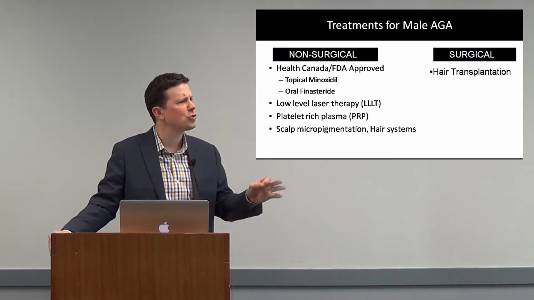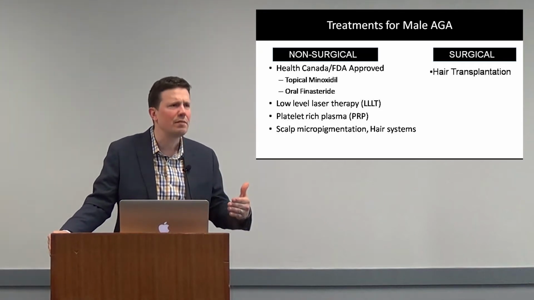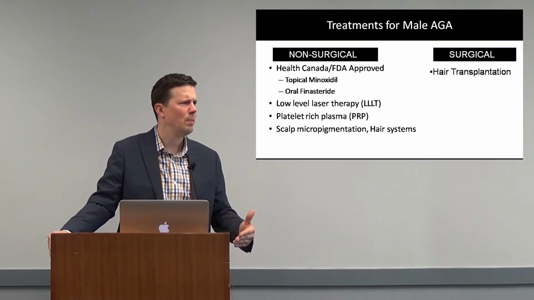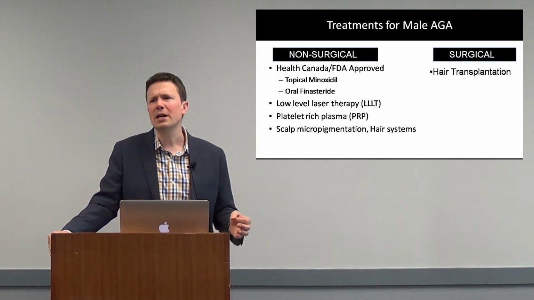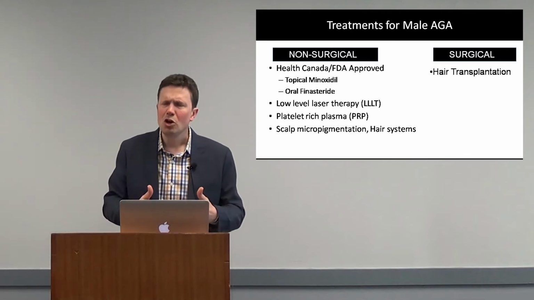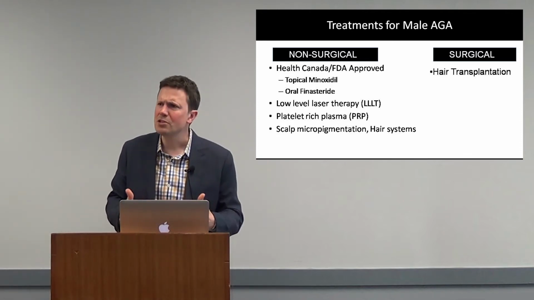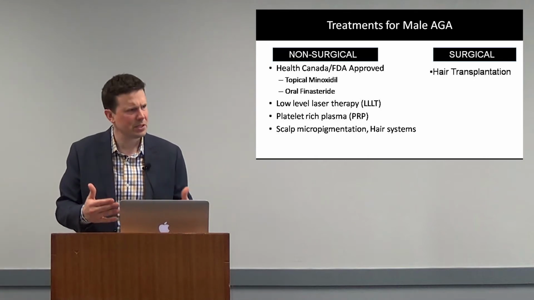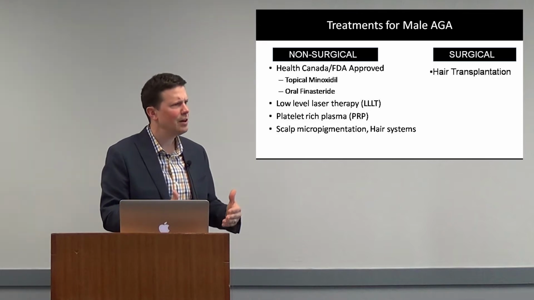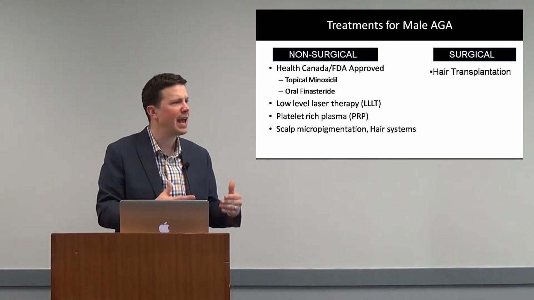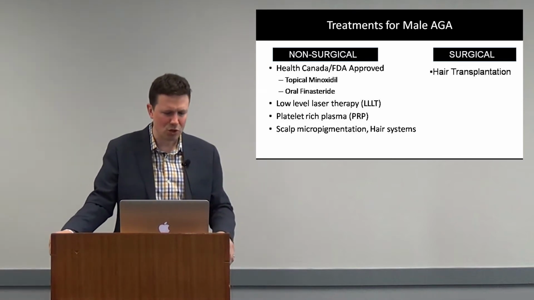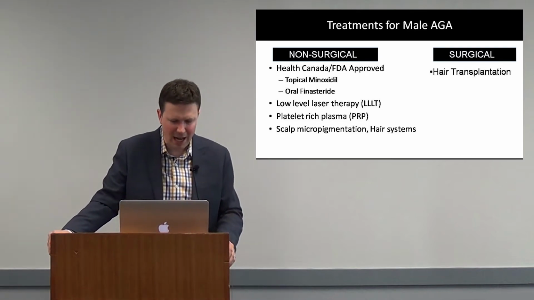But for our other non-surgical treatments, there are a number of low-level laser devices on the market that can be purchased and patients can use at home. There are 5 randomized, double-blind, sham device trials which show that these low-level laser devices are better than placebo. So they do lead to some degree of benefit for patients with androgenetic alopecia and can be considered and are relatively safe. Platelet-rich plasma is also an option for treating androgenetic alopecia.